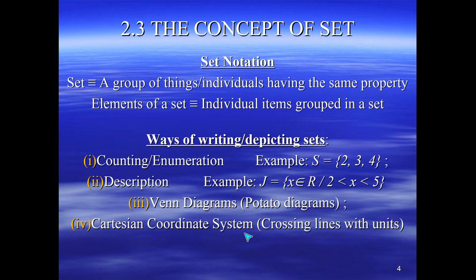Then the fourth one is the Cartesian coordinate system. Those are crossing number lines with units. Cartesian comes from Descartes, the French mathematician of the end of the 17th, beginning of the 18th century, if I'm not mistaken, René Descartes. He invented the system of crossing number lines in order to name and point to several points in space, on the surface of the blackboard or of the paper. So this is the Cartesian coordinate system, and we use it as well to depict sets. Those are the main ways to write sets.